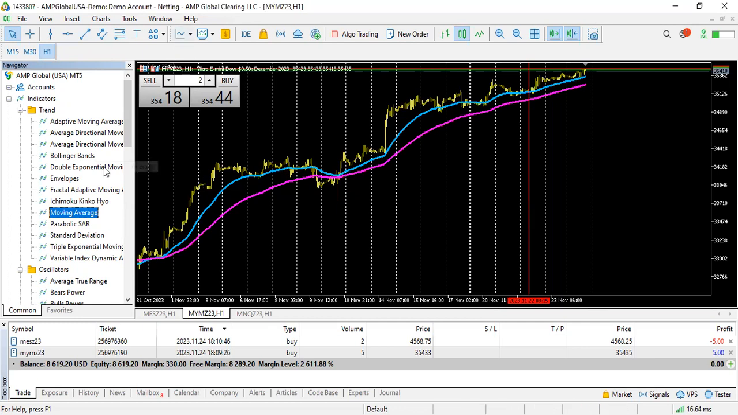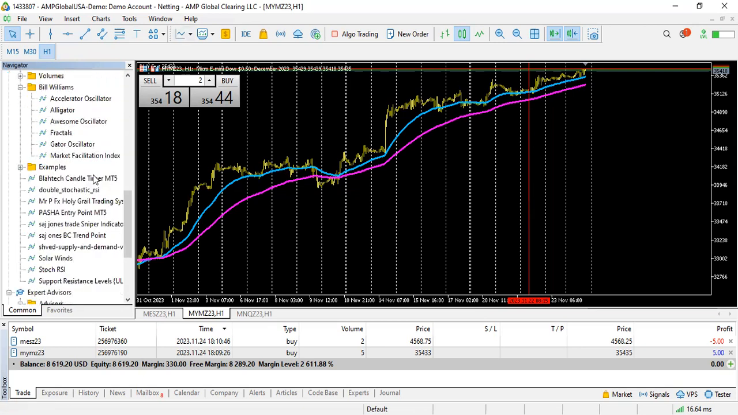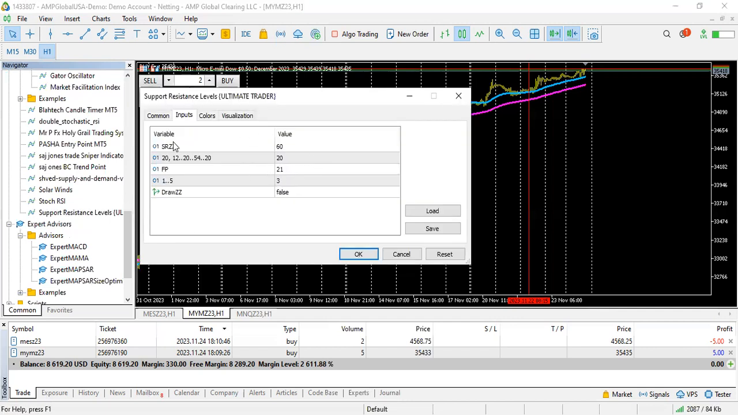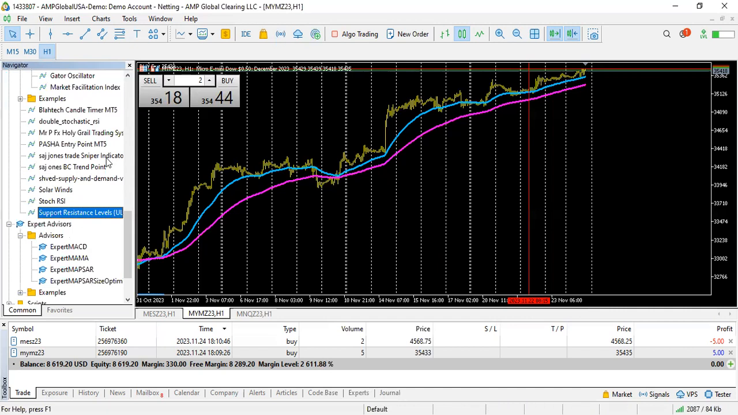Then we're going to load up our support and resistance levels, and we're going to leave everything exactly the way it is, right? Everything the way it's set up right now is how you're going to leave it set up. You hit OK. And then we're going to load up our Sage Jones BC trend point.